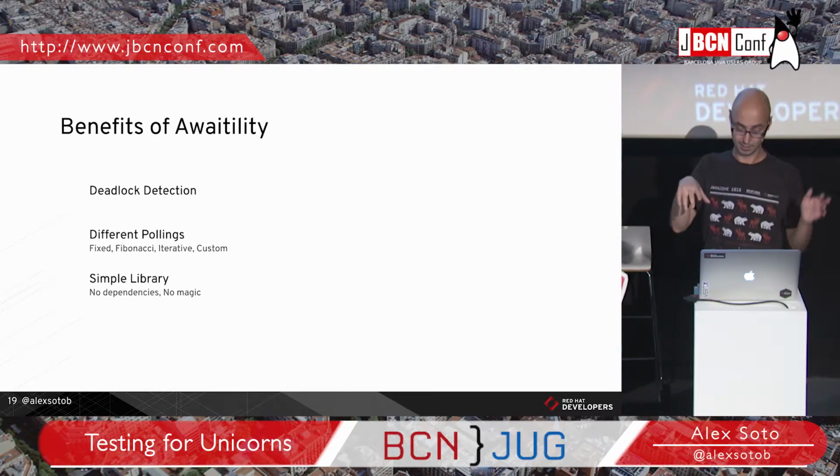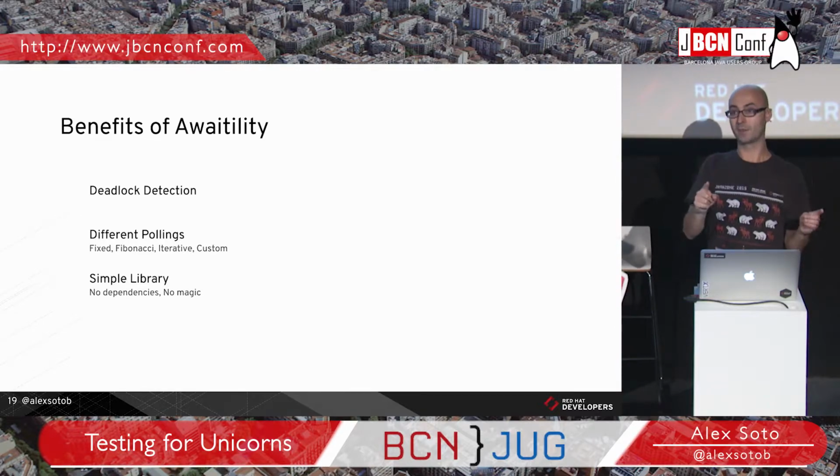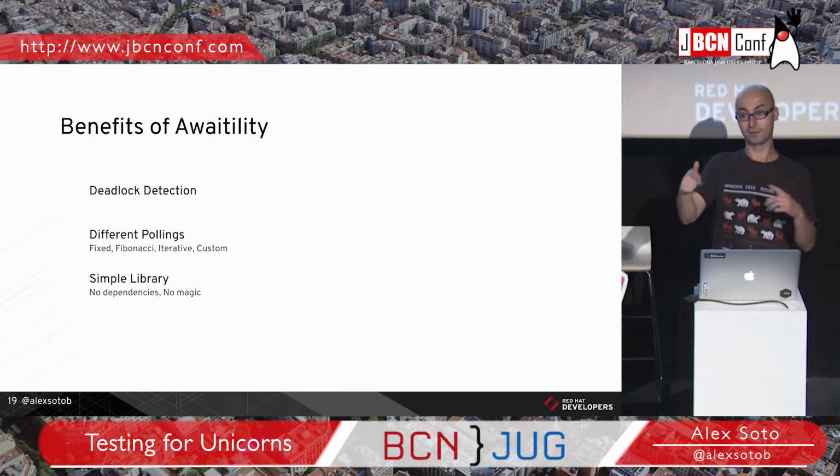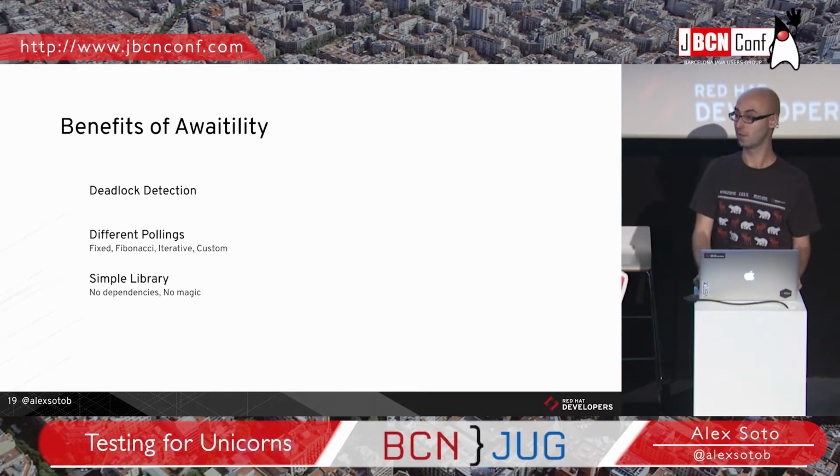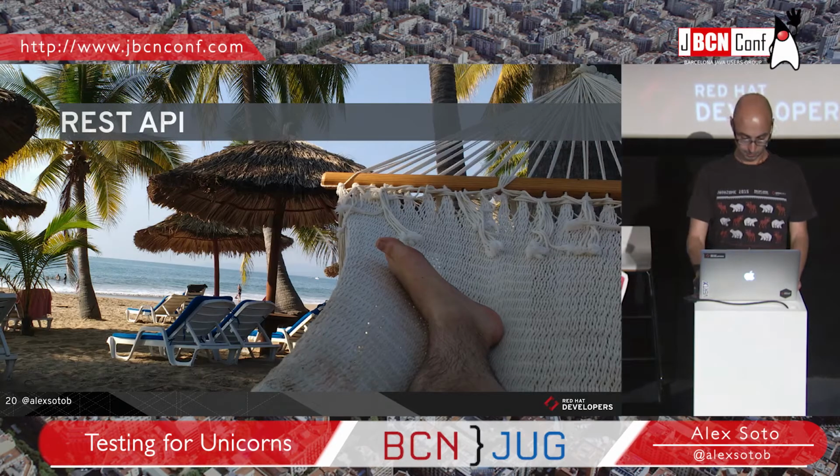You can put something like execute the first time at 100 milliseconds, the second one twice that, 200 milliseconds, the next twice that, 400 milliseconds, and so on. So you can choose which polling you want, and also you can implement custom strategies for that. And one thing that I really like is that it's a simple library, no dependencies, no magic, nothing, just an implementation of a while. But it works really well in this reactive setting.